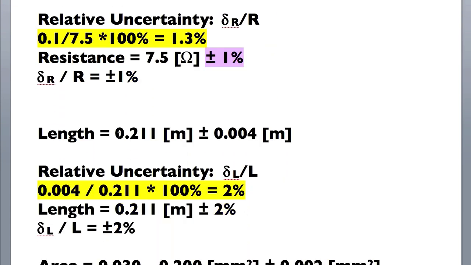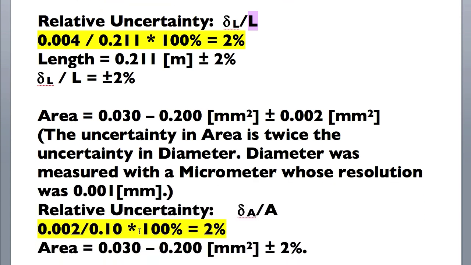How about length? Well, we have an example here of 0.211 meters plus or minus 4 millimeters. The relative uncertainty would again be the uncertainty divided by the measurement. And here we get 2%. So length has a 2% relative uncertainty.